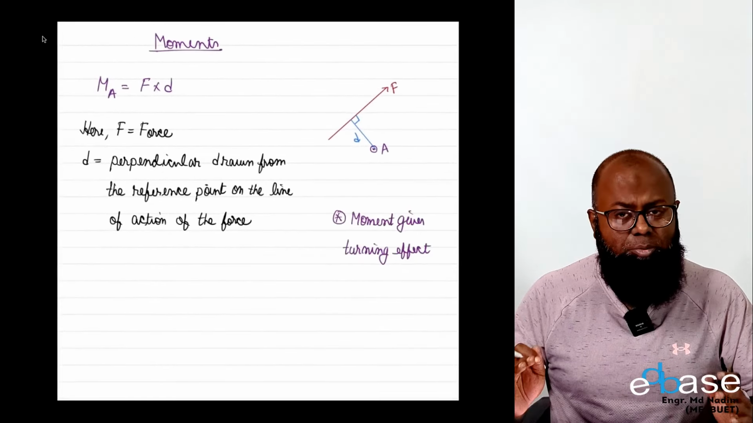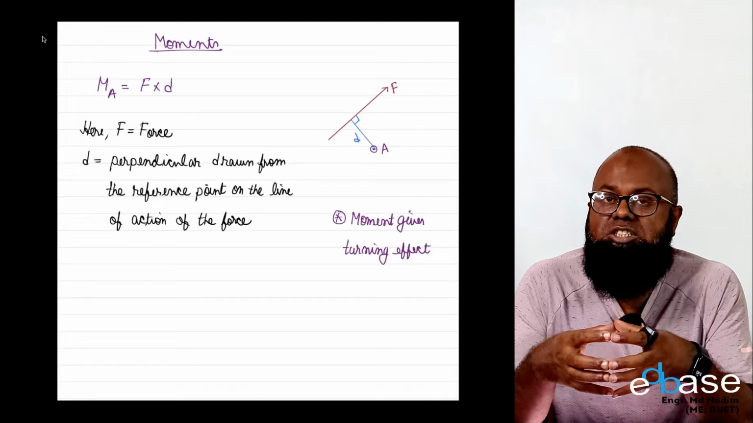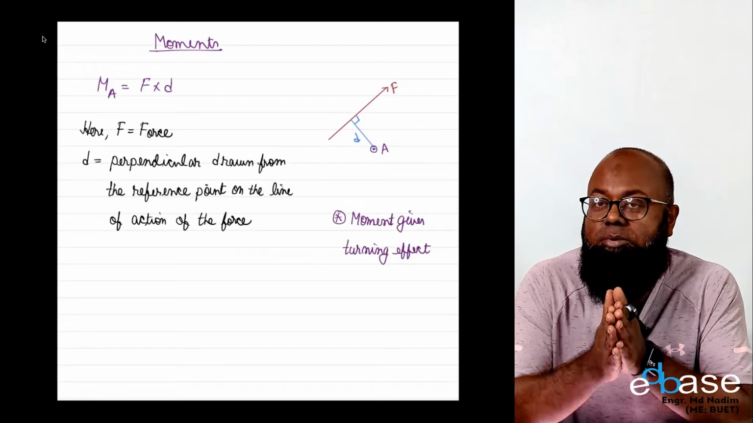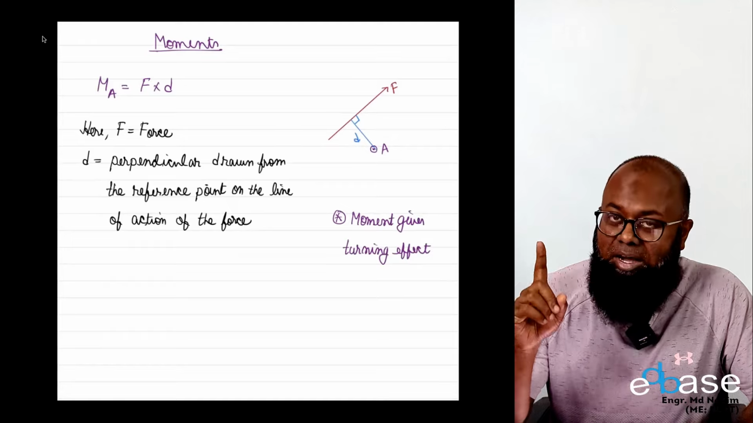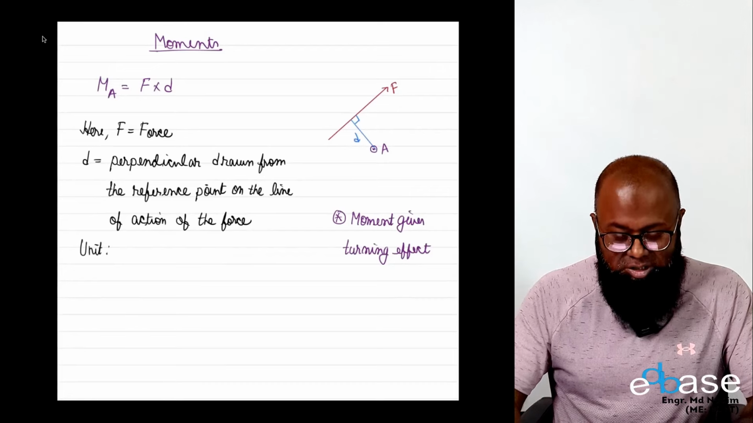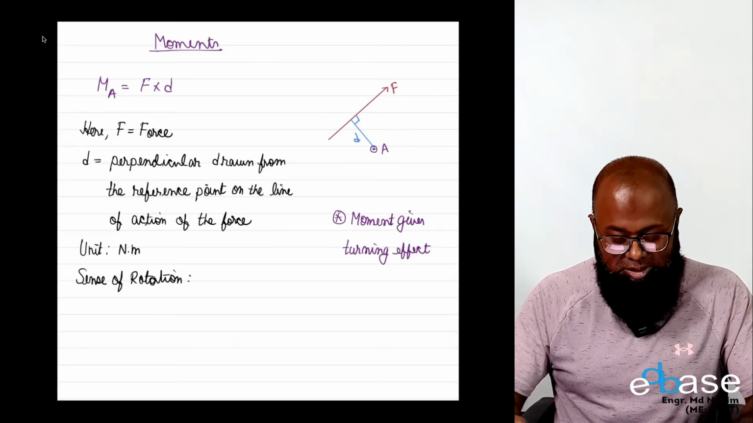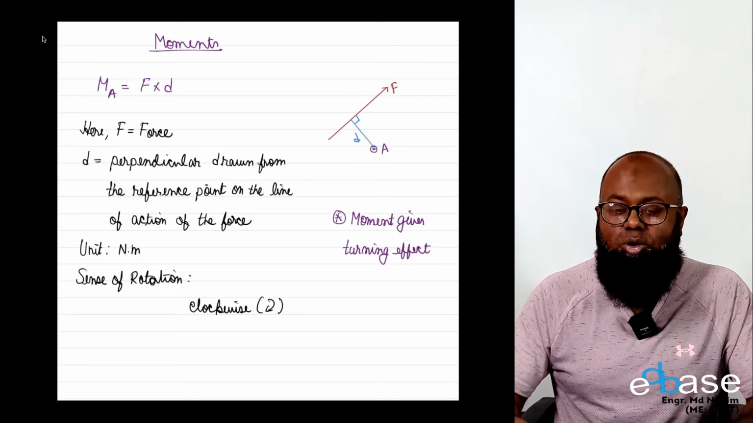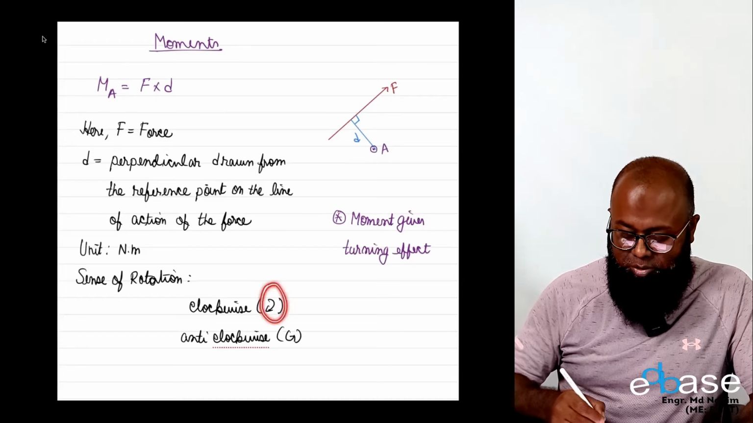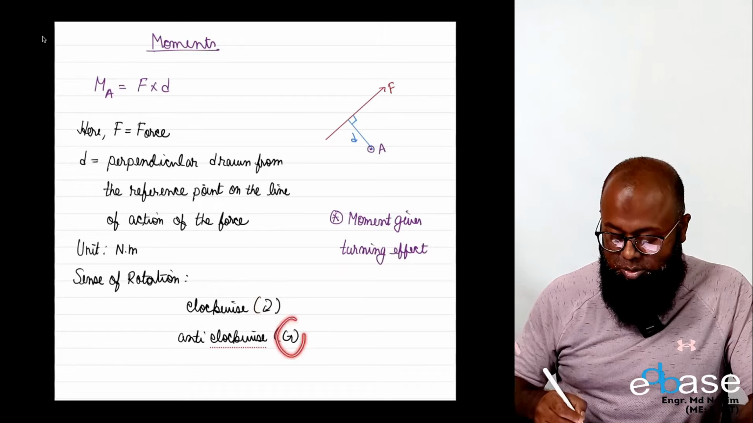Now, moment gives turning effect, no doubt in that. We know that to represent a quantity properly, we should give the magnitude and the unit. But in case of moment, we should mention three things: magnitude, unit, and sense of rotation. The unit is F into D, that means Newton meter in SI units. And the sense of rotation can be clockwise or anti-clockwise. If we see any clockwise movement, we will use this sign. We won't write clockwise. It is better if we use this sign. And if it is anti-clockwise, we use this sign.